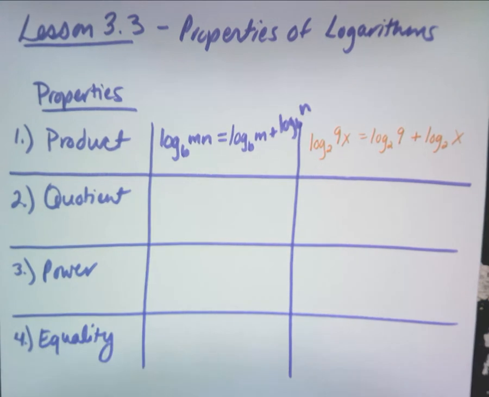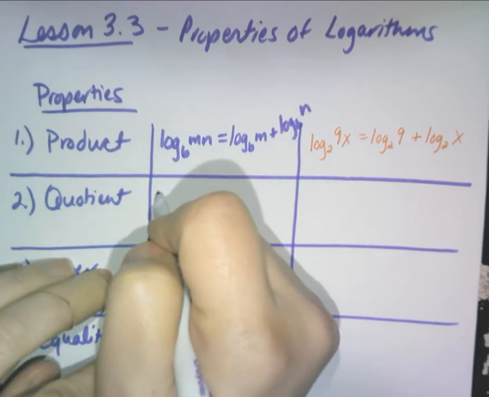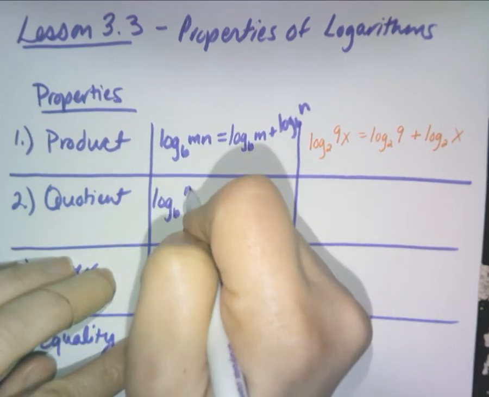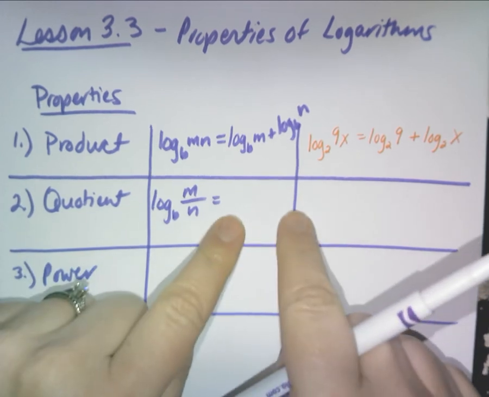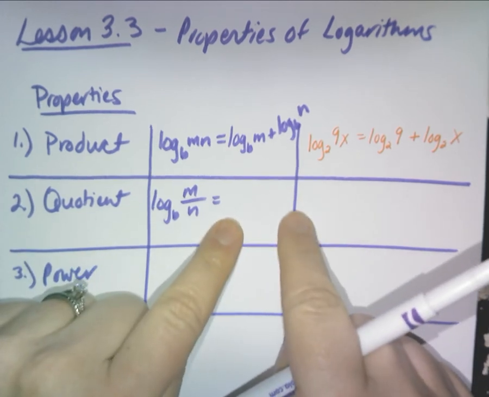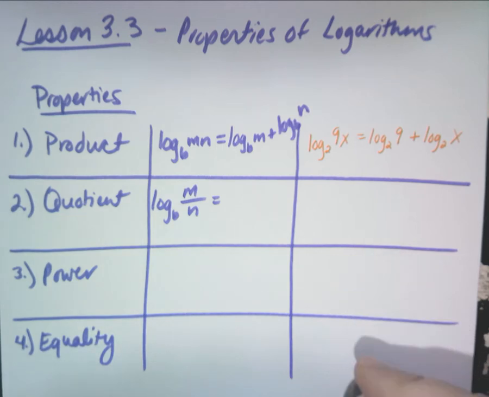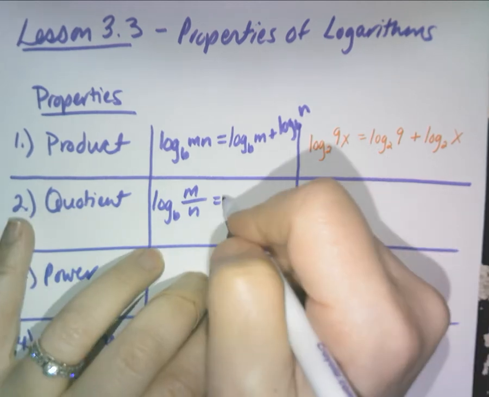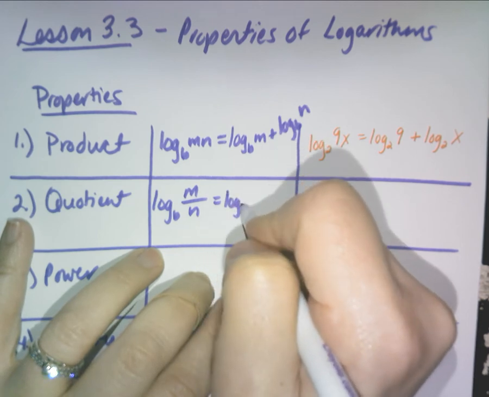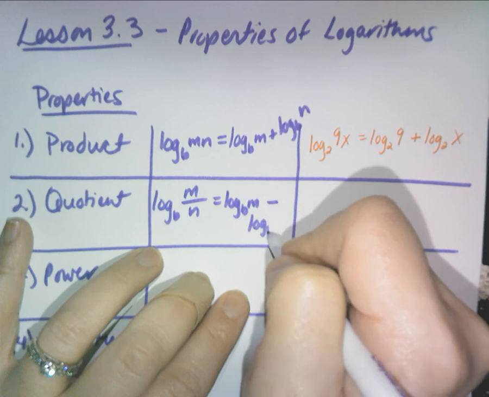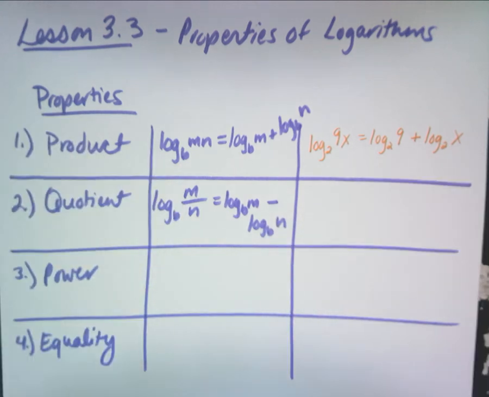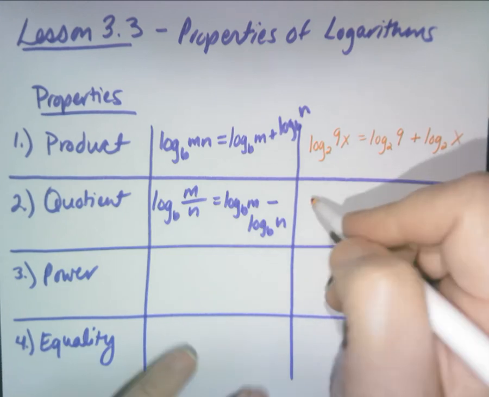All right, then there's the quotient property. Log base b of m over n. So what do you think is going to happen here? Subtract. Exactly. When you divide exponents, you subtract those that have like bases. So you would say log base b of m minus log base b of n. I should have given a wider section here.